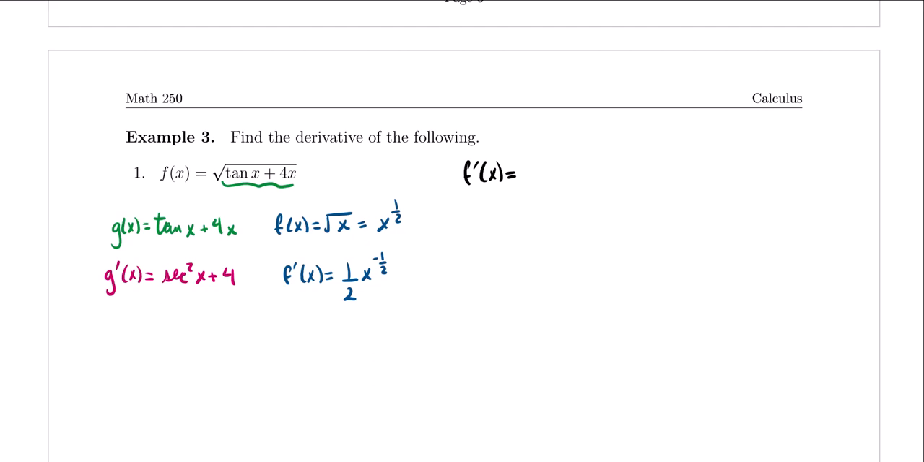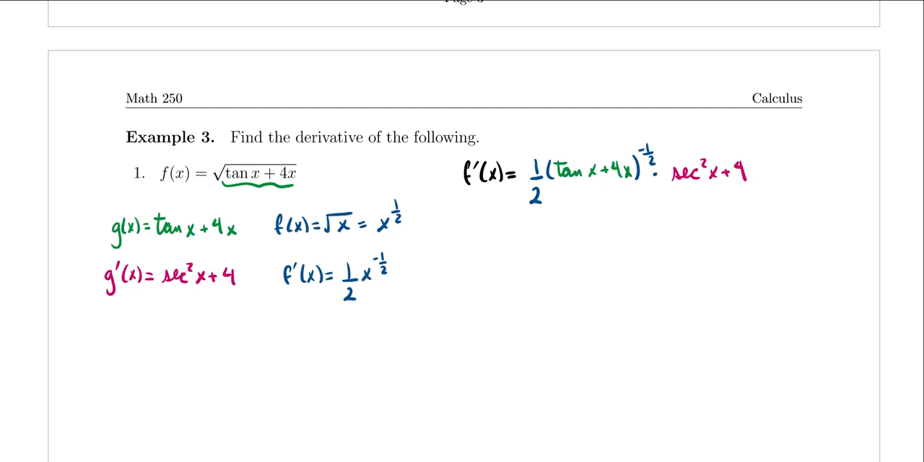Okay, so let's take a look at this one here. The derivative for f is going to be the derivative of the outer function, which was a 1/2 times x, but remember, it's the derivative of the outer function evaluated at the inner function, which in this case was tangent of x plus 4x. And this one here is being raised to the negative 1/2 power, times the derivative of the inside, which was secant squared of x plus 4.